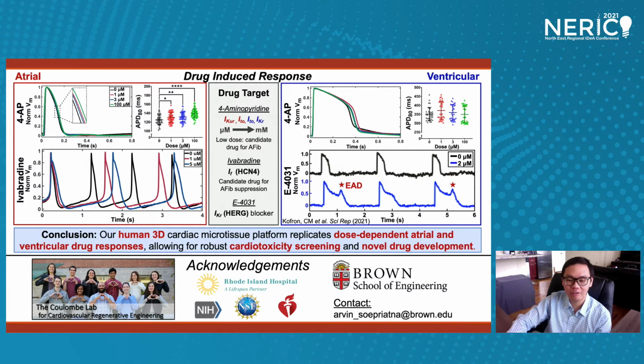In conclusion, our human 3D cardiac microtissue platform replicates dose-dependent atrial and ventricular drug responses, allowing for robust cardiotoxicity screening and novel drug development.